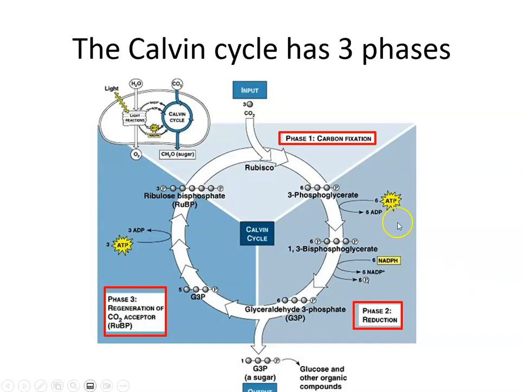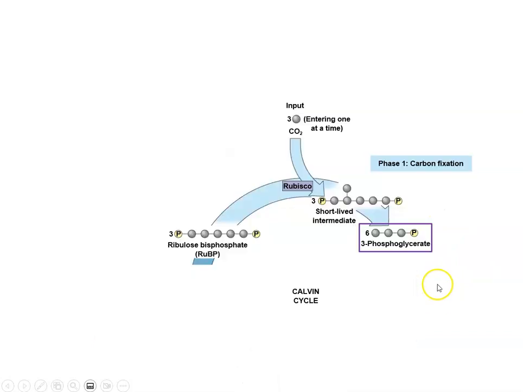So let's start with phase 1, carbon fixation. In carbon fixation, the whole point is to take inorganic atmospheric carbon and convert it into organic carbon. So it starts with carbon dioxide and it ends with a molecule called 3-phosphoglycerate, which can also be abbreviated as 3-PGA.